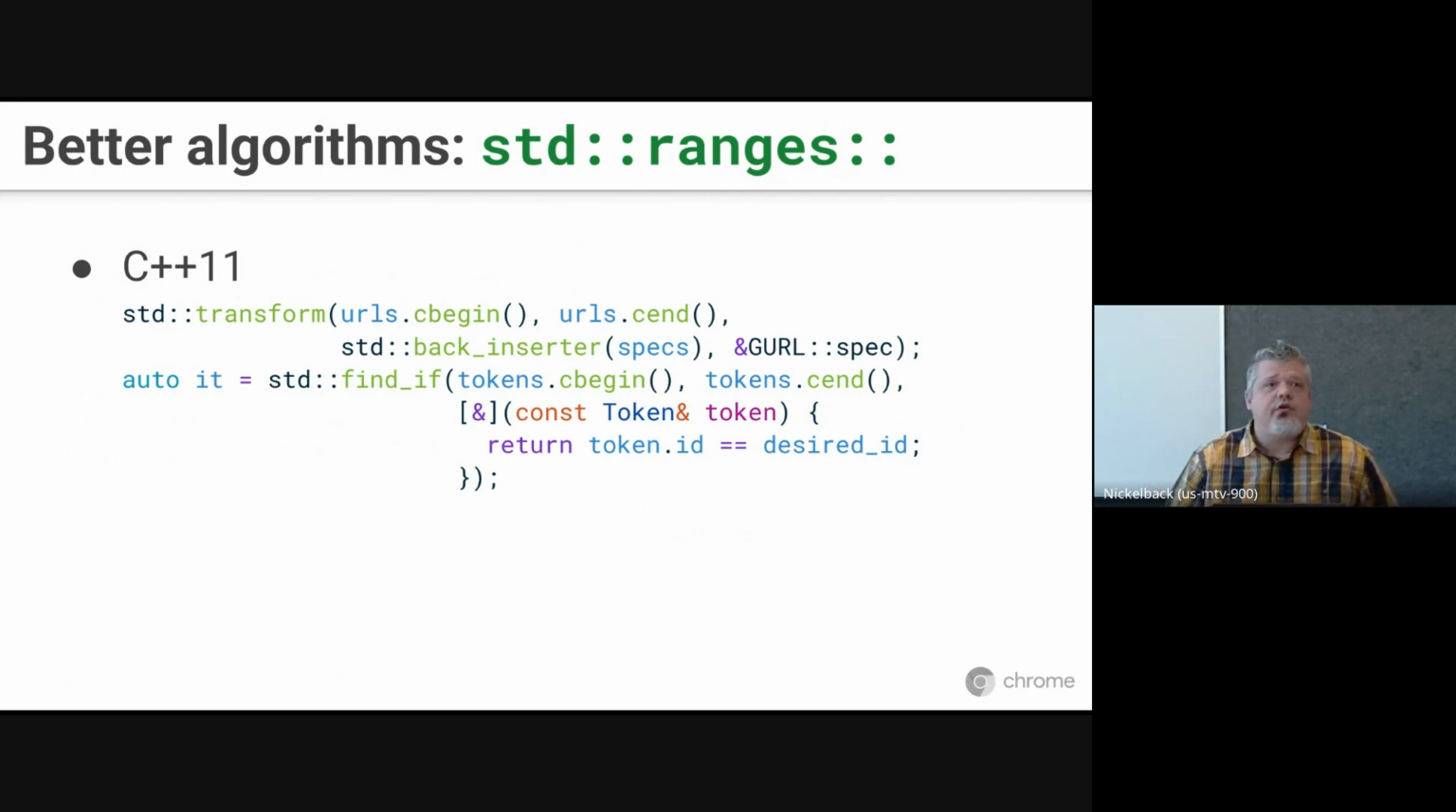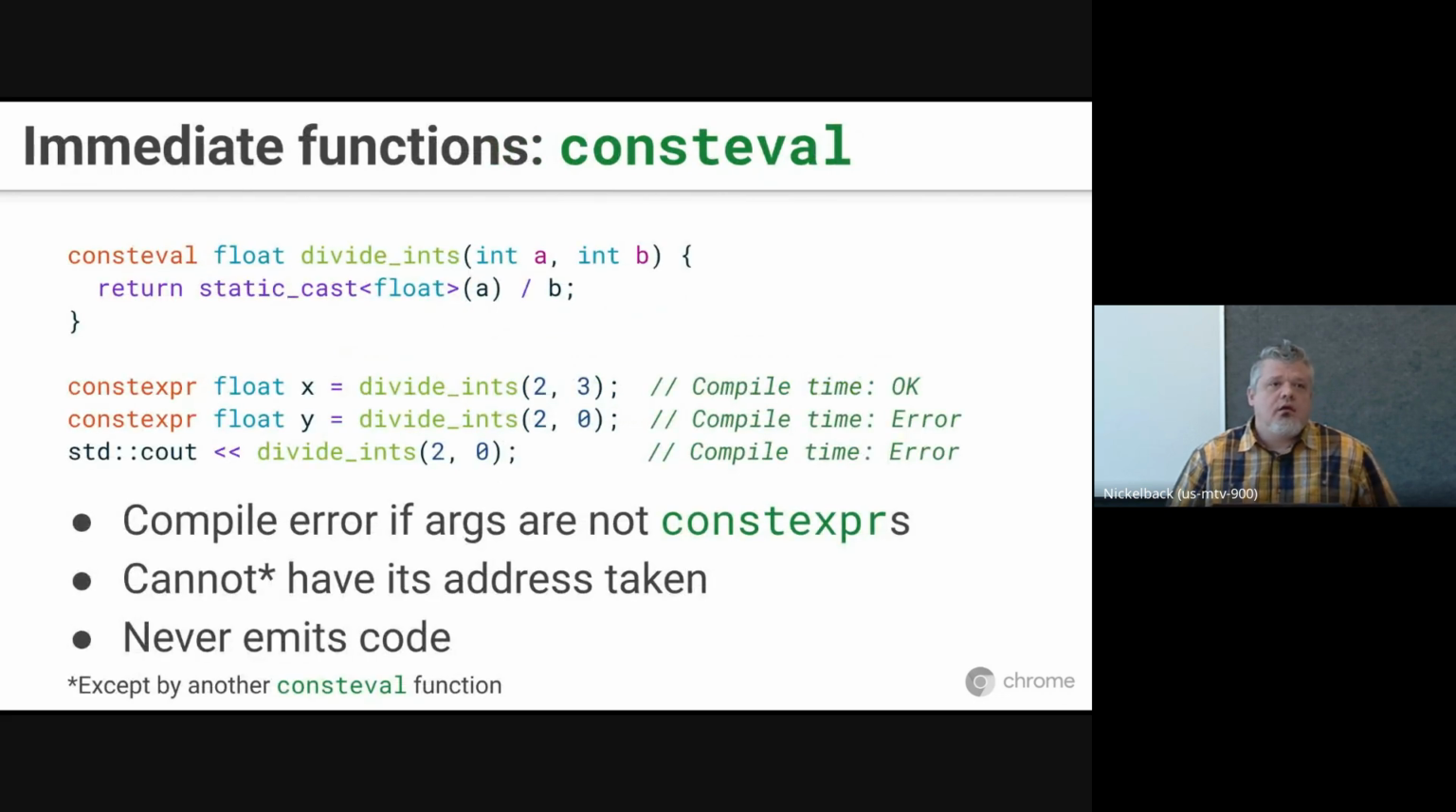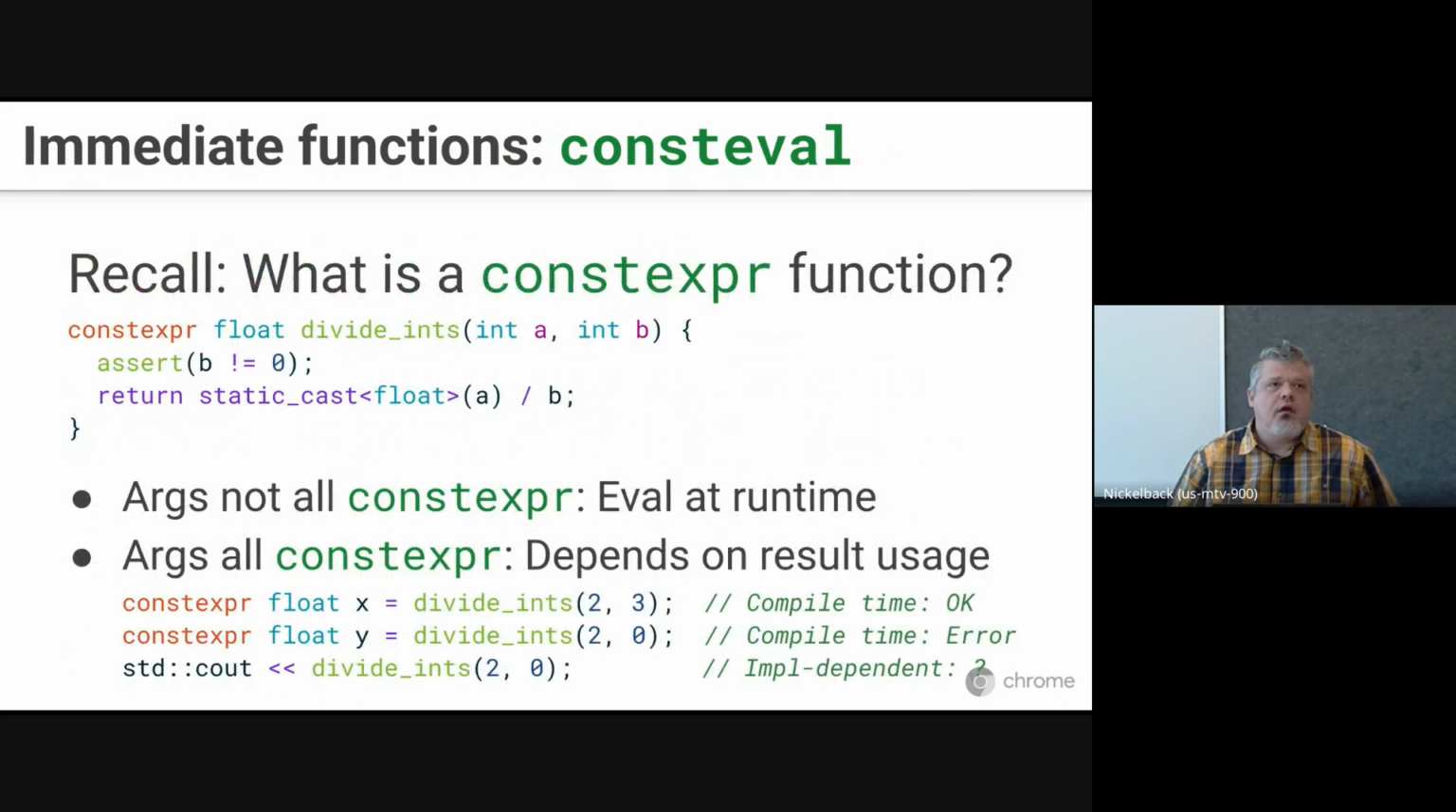Oh, why is the assert gone? The assert. Oh, yes. Okay, so here in the constexpr version of divide ints, I asserted that b doesn't equal 0 so that we would have basically a runtime check. I guess I could have written this as check instead of assert, since we're assuming the context is Chromium and not just general C++.